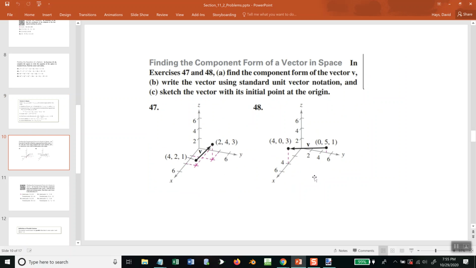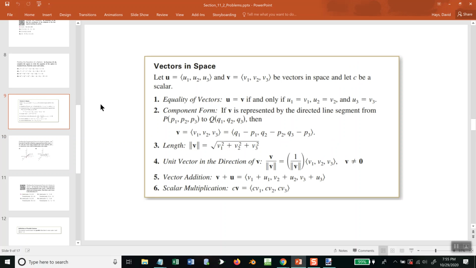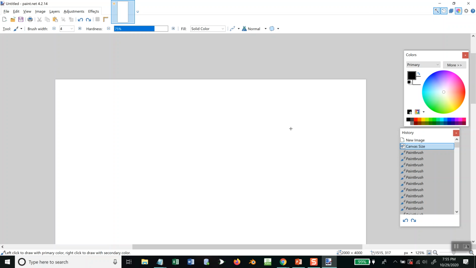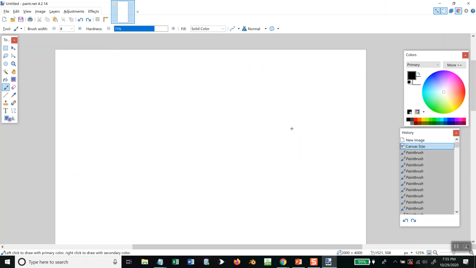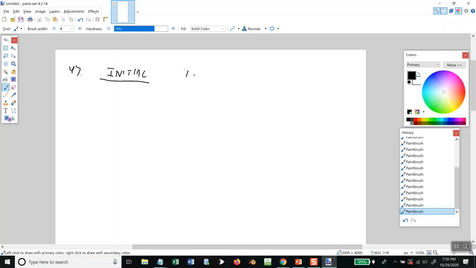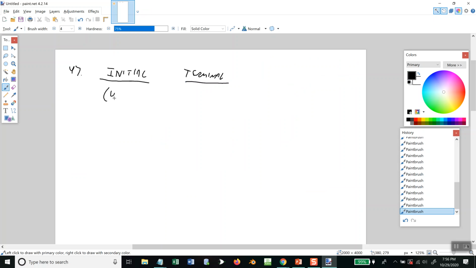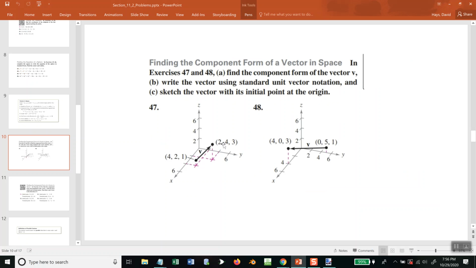Okay, let's take a look at number 47. We're going to have our initial point, which is 4, 2, 1. And we'll have our terminal point, which is 2, 4, 3.